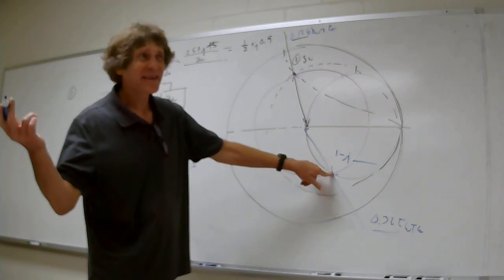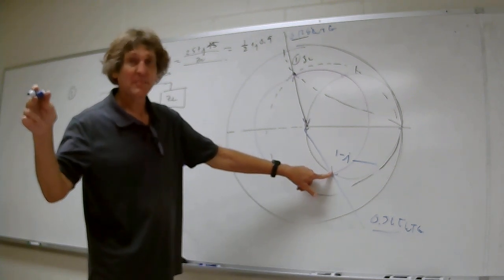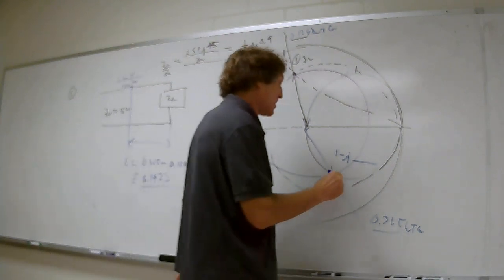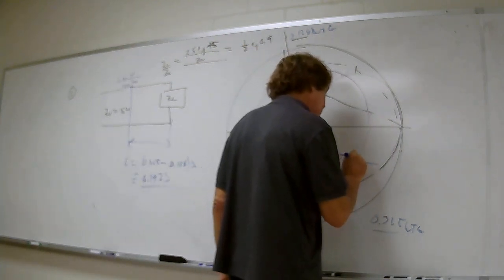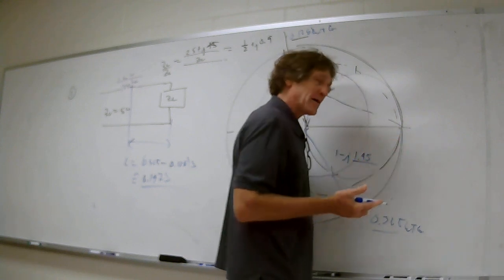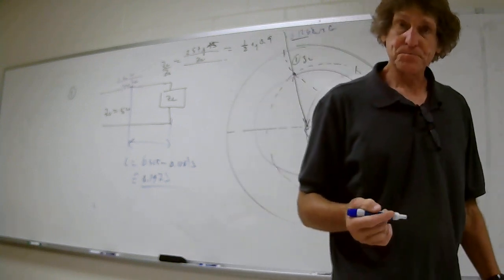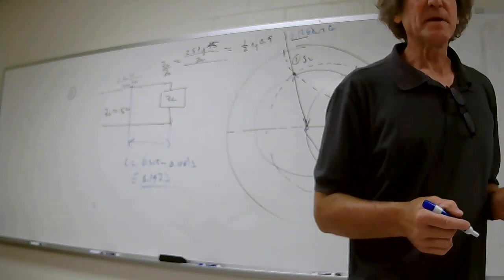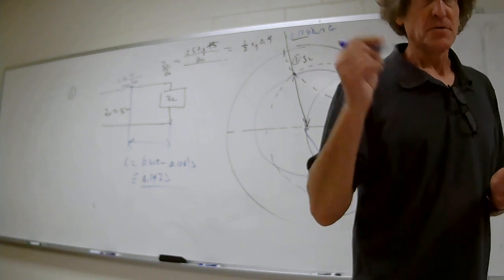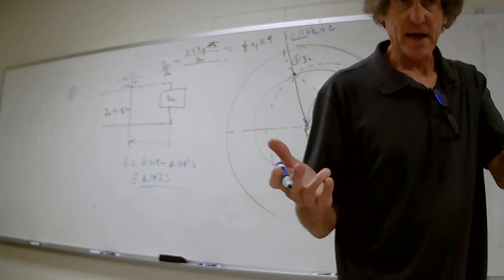Okay, now here it's 1 minus J something. I think it's 1.45, but I'm not sure. Tell me. Yeah, I got about that. It's about minus J 1.45 something, about there. It's normalized, correct, class?